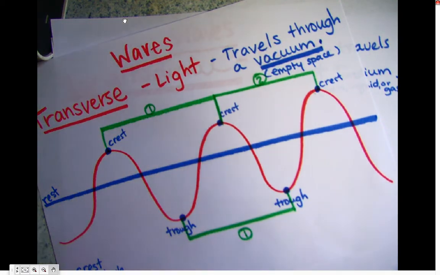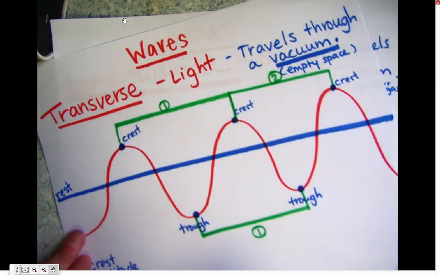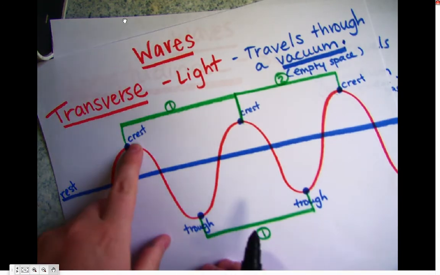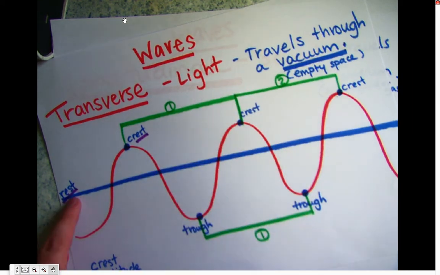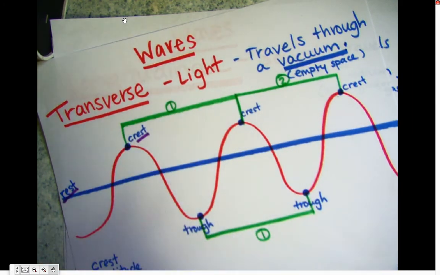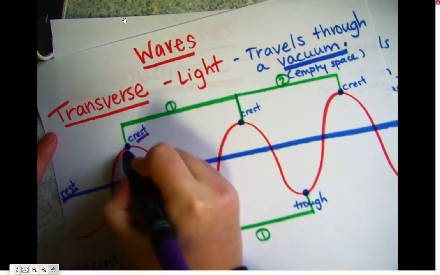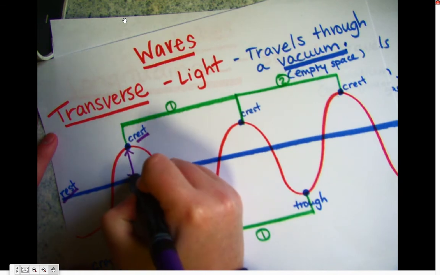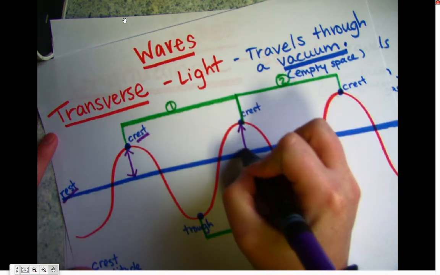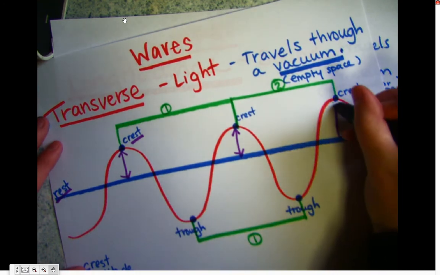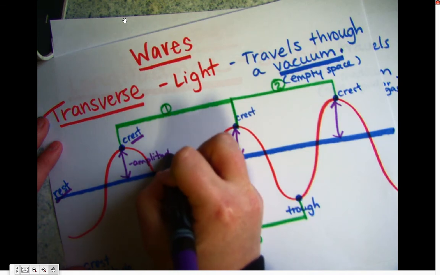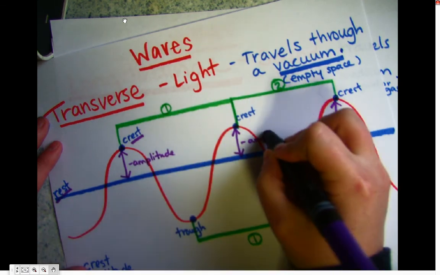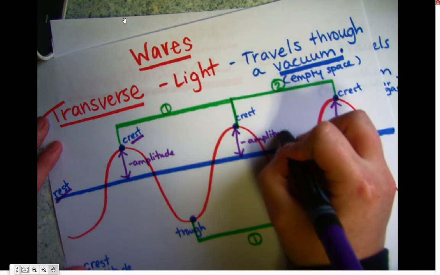All right, next we're going to do amplitude. Amplitude's pretty simple. Look at the word crest, look at the word rest. The only thing that is missing out of rest is the letter C. So I relate those two, and amplitude is simply rest to crest. Rest to crest. Rest to crest. And this represents my amplitude.